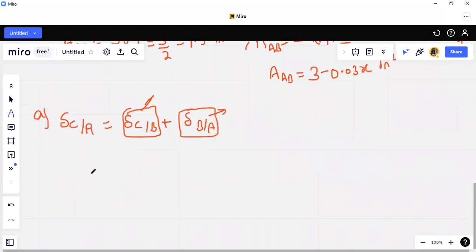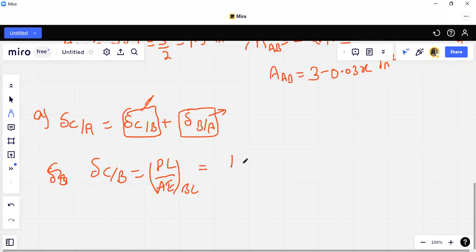For BC, we can directly write PL divided by AE. This is for the BC section. So the load given to us is 10, multiplied by the length, which is 20 inch, divided by the area we have already calculated, that is 1.5, multiplied by 10,000.